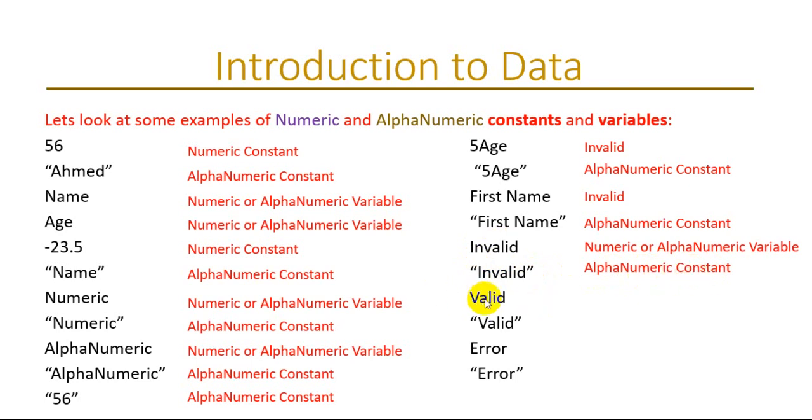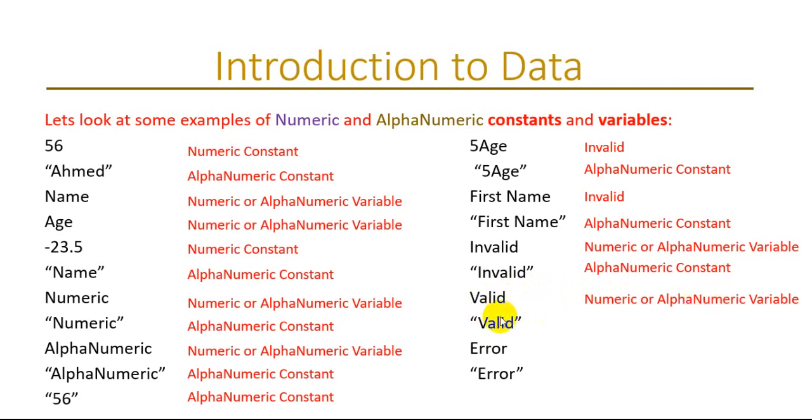Okay, then we have this word valid. This again is a numeric or an alphanumeric variable because this is not a number. It's not a numeric constant. It's not an alphanumeric constant. Double quotes are not there, so it's a variable. So this variable again can be numeric or alphanumeric depending on whether you put a number into this or an alphanumeric into this. If you put a number into this, it's a numeric variable. If you put an alphanumeric into this, it's an alphanumeric variable.